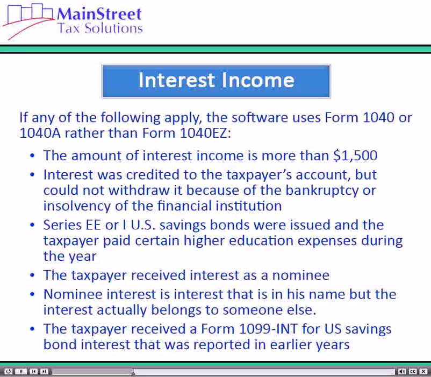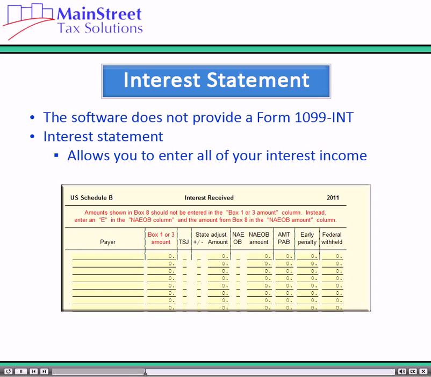The taxpayer received a Form 1099 INT for U.S. savings bond interest that was reported in earlier years. The software does not provide a Form 1099 INT. Instead, it provides an interest statement that allows you to enter all of your interest income.